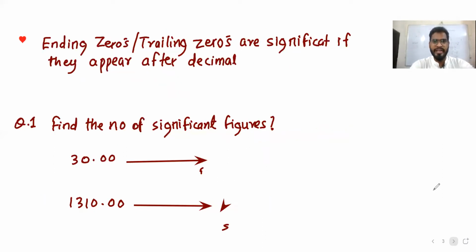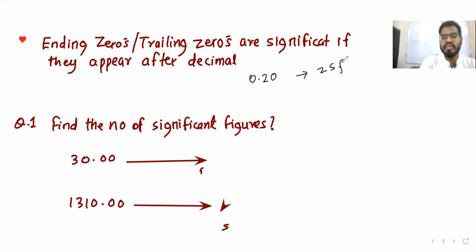Ending zeros or trailing zeros are significant if they appear after the decimal, right? Okay. So we can say ending zeros or trailing zeros are significant. Let's see. Suppose 0.20. So it is what? After the decimal. So we can say 2 significant. Got it?